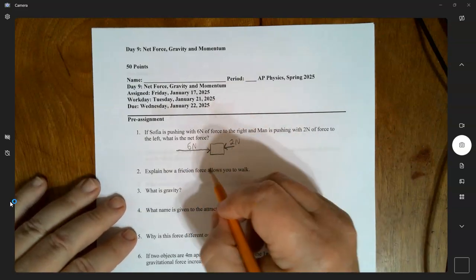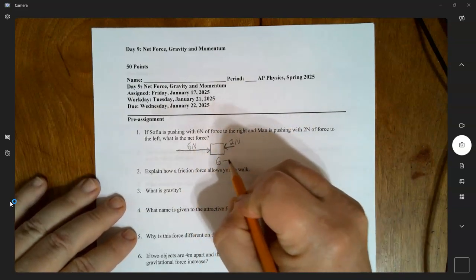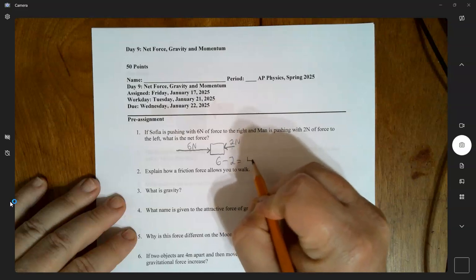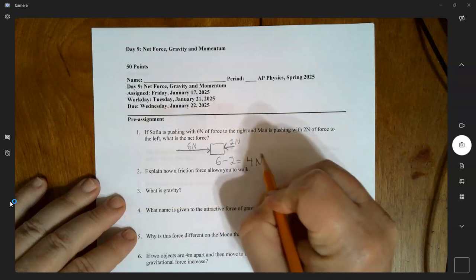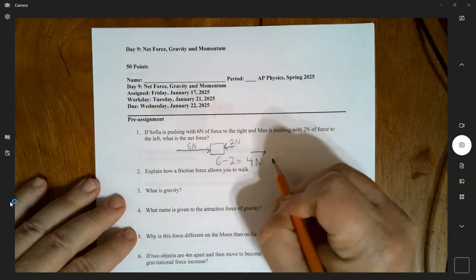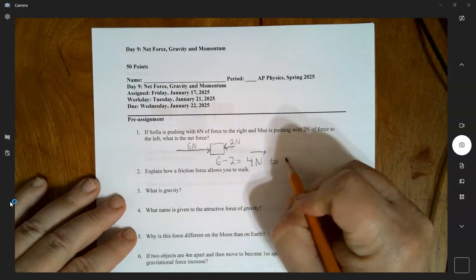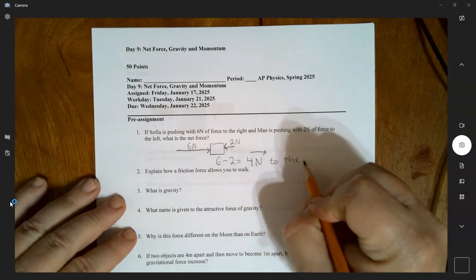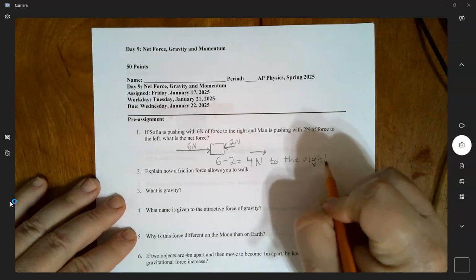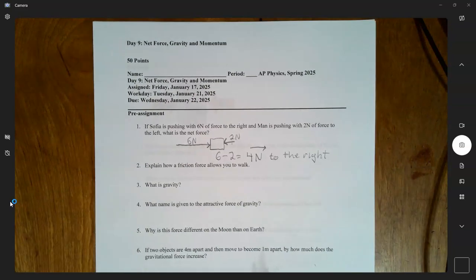So the net force, if they're opposing, is 6 minus 2, 4 newtons, and you must either draw an arrow or say to the right. You don't have to do both. And that would be that, okay?